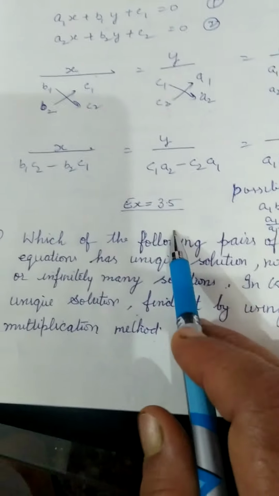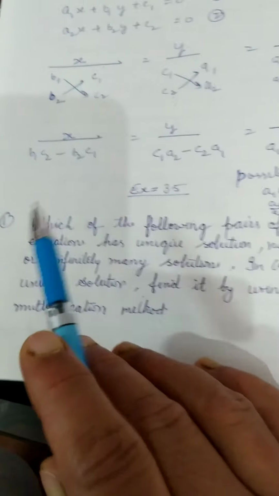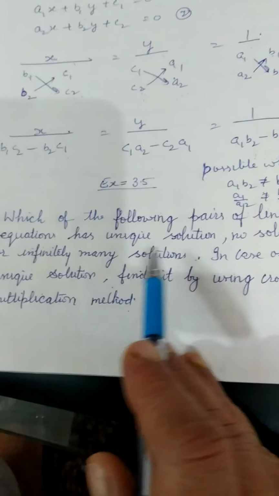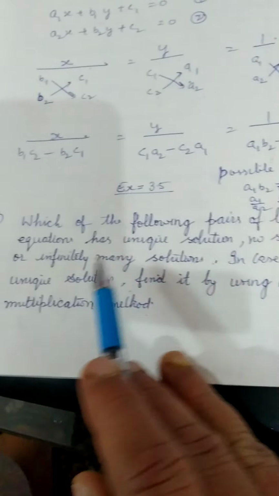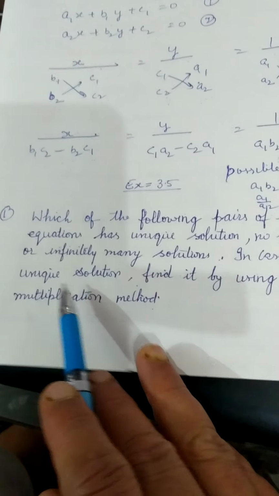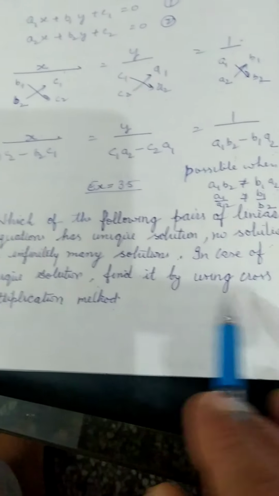Now exercise 3.5, question number 1. Which of the following pairs of linear equations has a unique solution, no solution or infinitely many solutions? In case of a unique solution, find it by using the cross multiplication method.